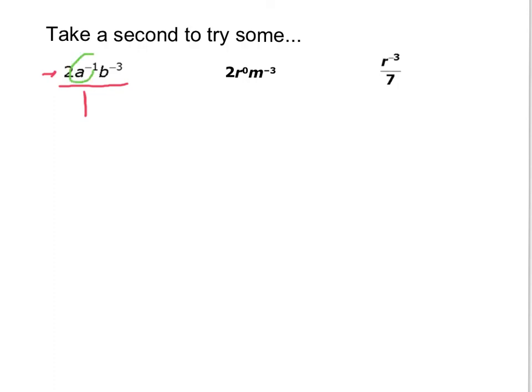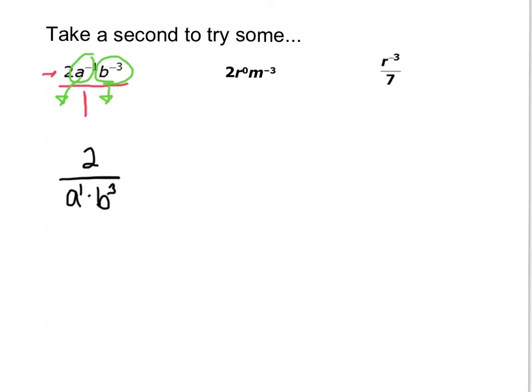So what I can do is move that down, and b to the negative third, I can move that down. Now remember, this is all multiplication, so it stays multiplication. And so what we end up with is 2 left on the top, and now we have a to the first power times b to the third power. Okay, let's look at the next one.